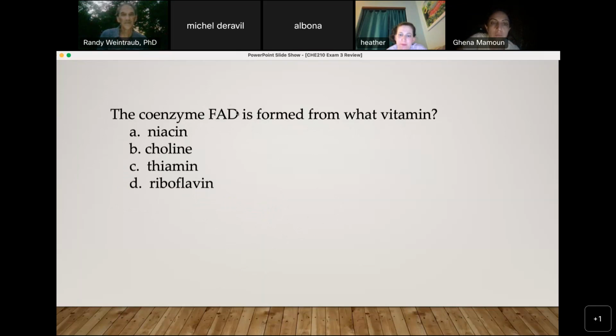Okay, so this is sort of an oxidation reduction kind of molecule, really important in energy, and it happens to be flavin. In this acronym, it's flavin, and then adenosine, I don't remember what D is, but the flavin. Okay.